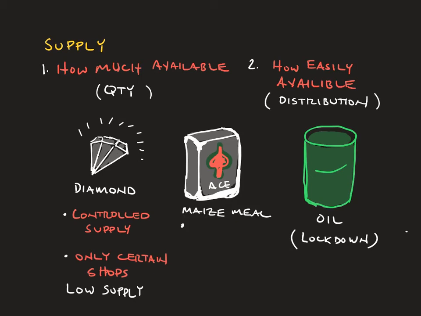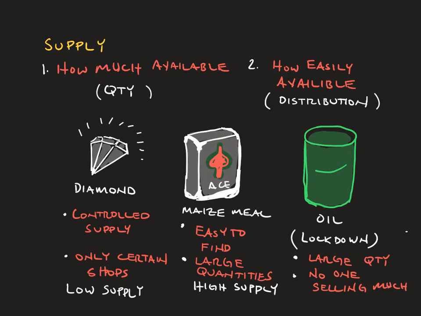If we look at the next product, maize meal. Maize meal is a common product. It's easily available. You can buy it almost anywhere, including petrol stations, and you can buy it in large quantities. So it means there is a high supply of maize meal on the market.